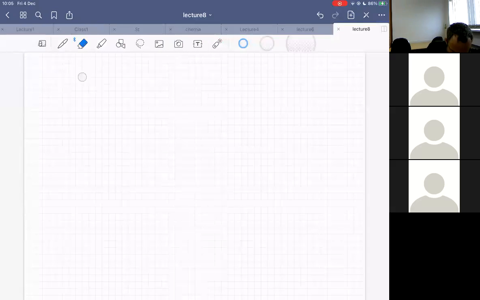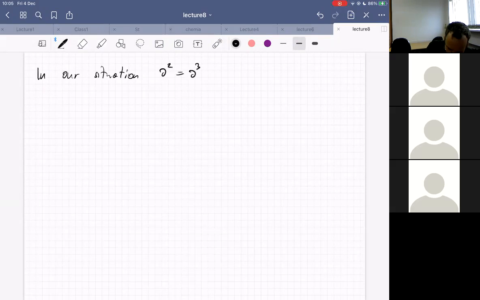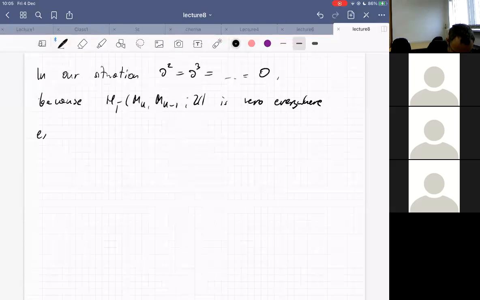In our situation, D2 is D3 is 0, because Hj of Mk minus 1 Z is 0 everywhere except for j equal k. And this is the key point. That's why I told you that we will use it. So this is j equal k.